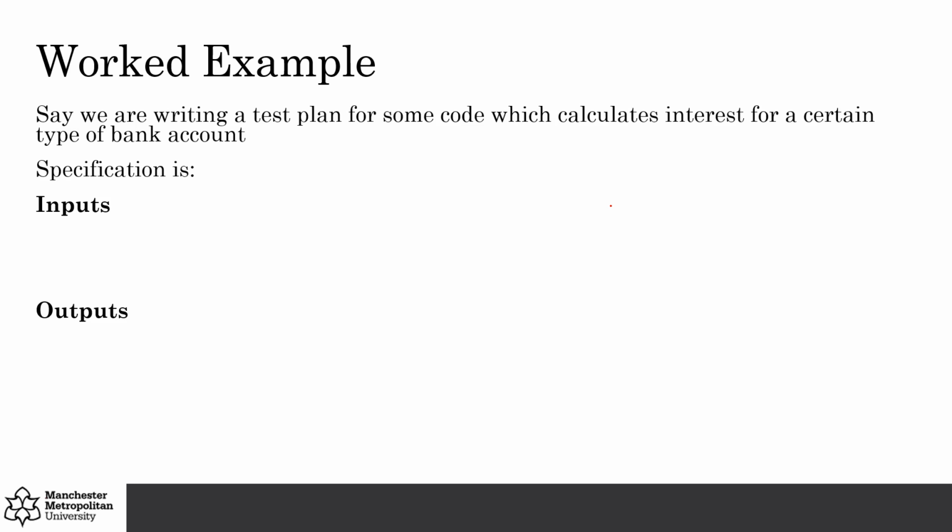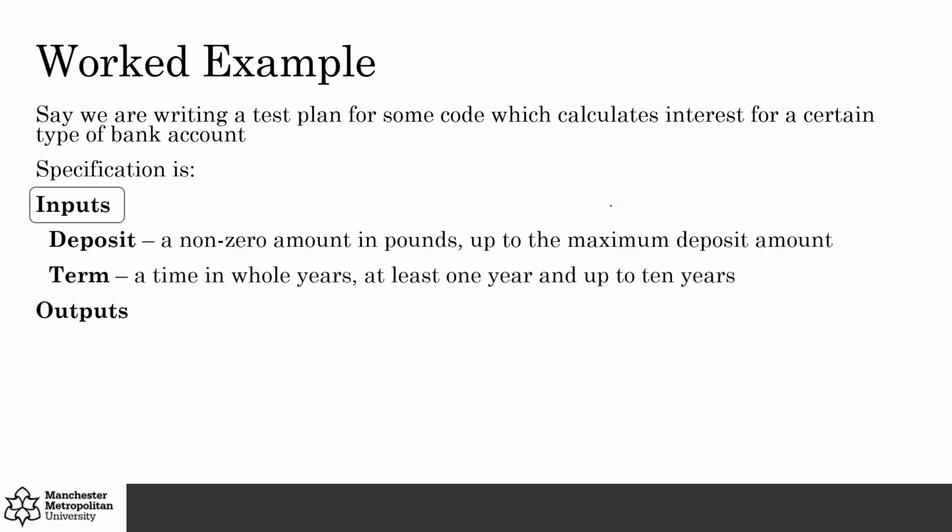So in terms of a worked example, you'll be working on this example inside the portfolio for this week. So let's say we're writing a test plan for some code which calculates the interest for a certain type of bank account. The specification here is two inputs. So the first input will be a deposit of how much someone's going to deposit to the bank account, and that's going to be a non-zero integer amount in pounds up to the maximum deposit amount, and I'll tell you what the maximum deposit amount is in a second.